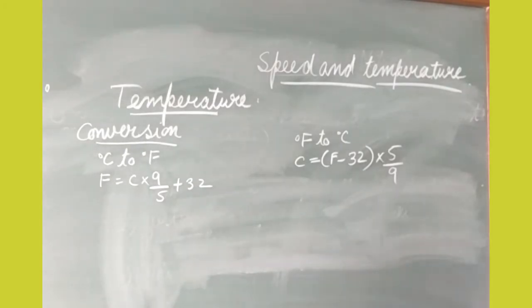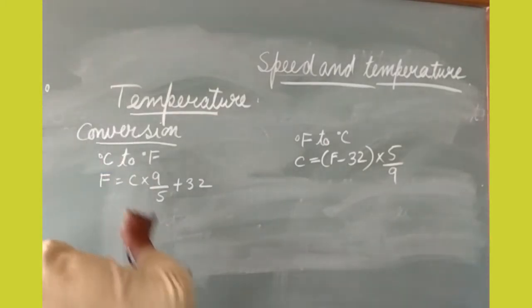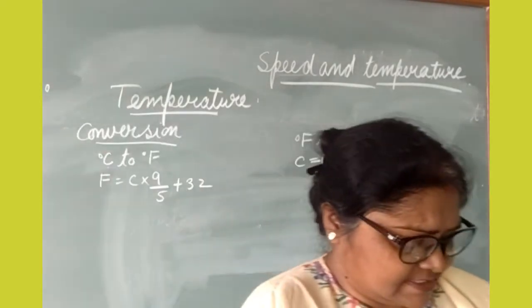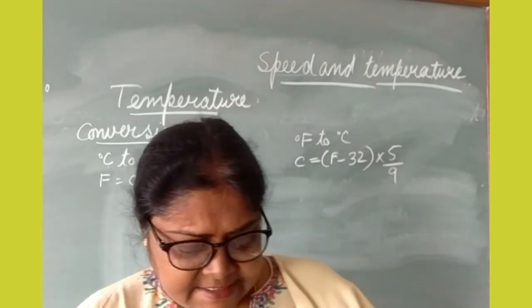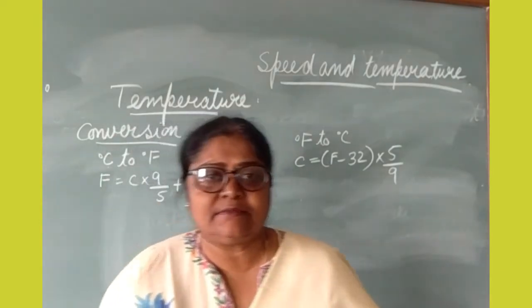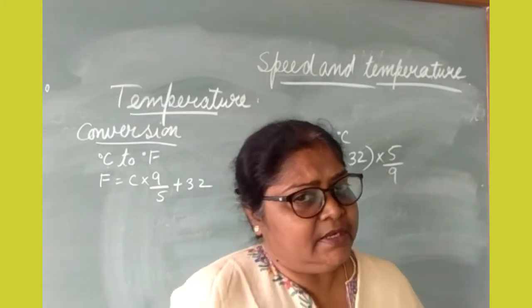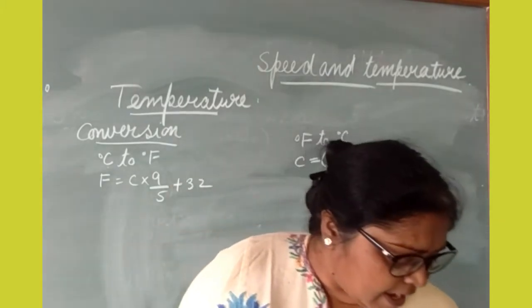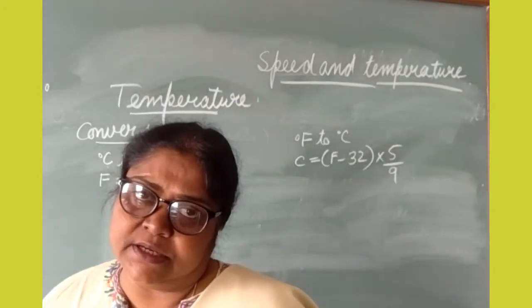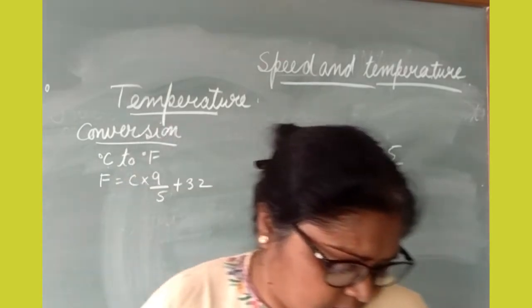There are two types of temperature scale. One is Celsius and the other is Fahrenheit. The Celsius scale is marked from 0 to 100 degrees. Clear? And the Fahrenheit scale is marked from 0 to 220 degrees.